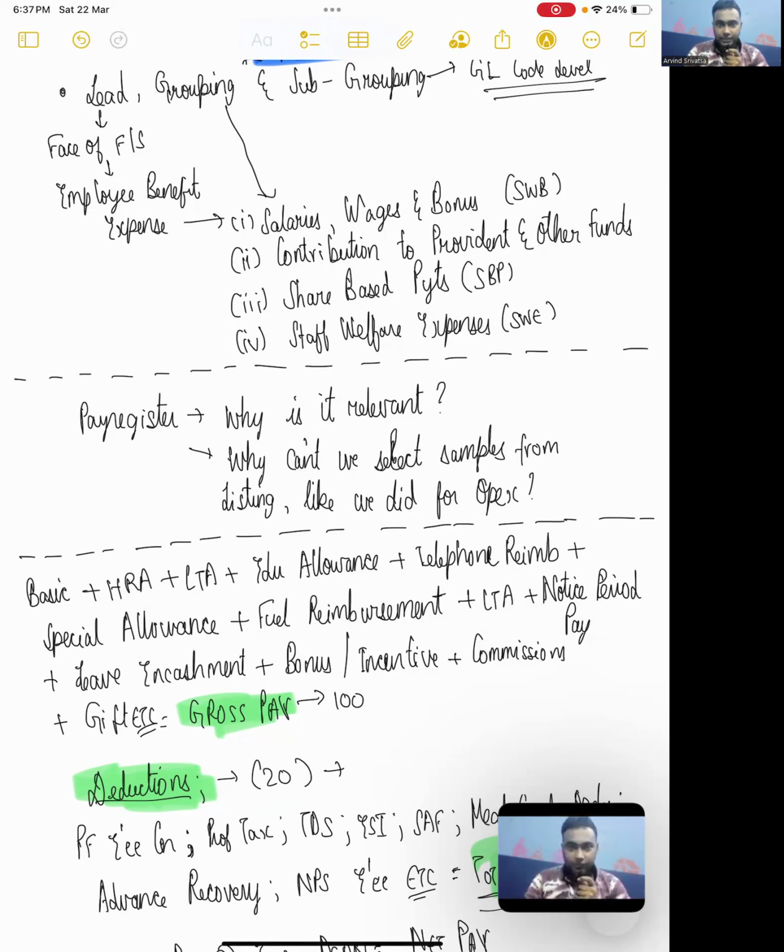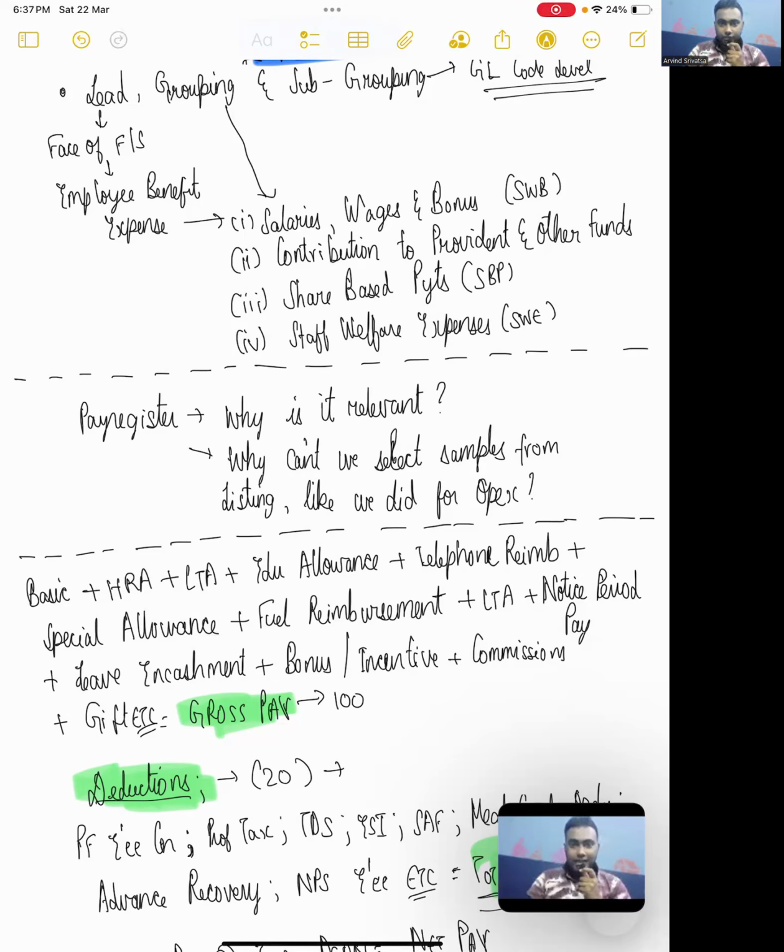Your staff welfare expenses will generally comprise your catering expenses for your employees, the food expenses for your employees, the reimbursements which the employees have incurred and claimed, and the gifts which the employer gives to the employees. These will usually be sitting under your staff welfare expenses.